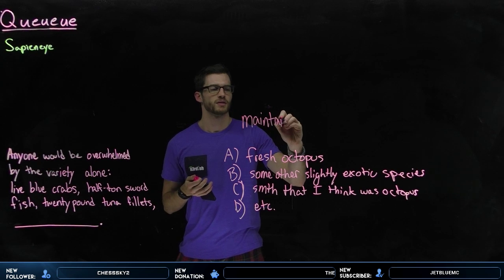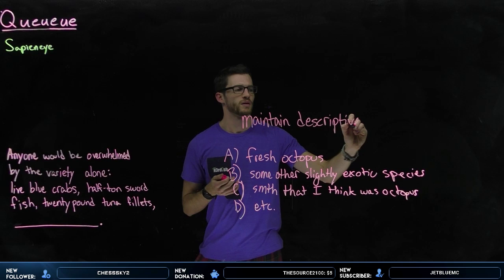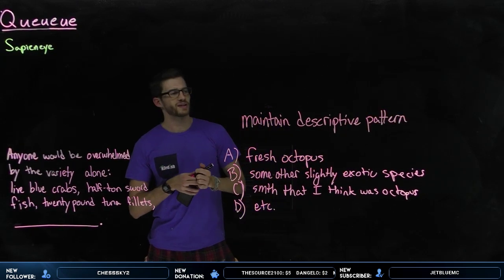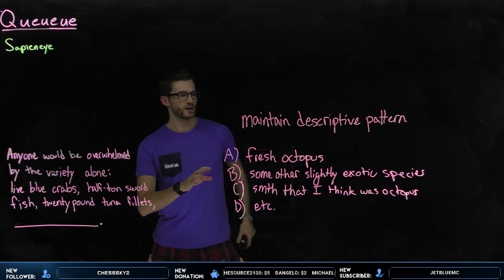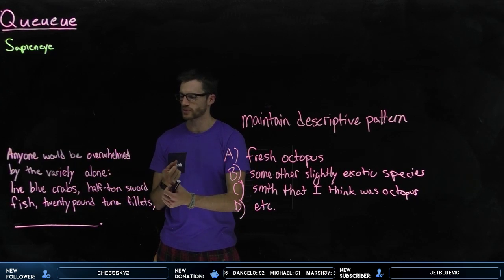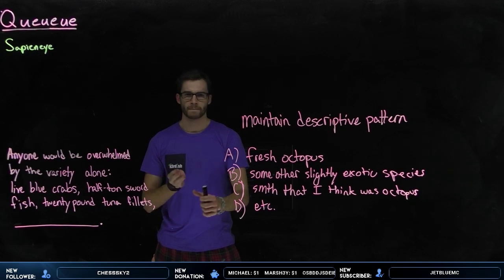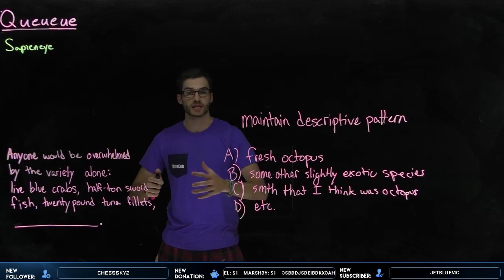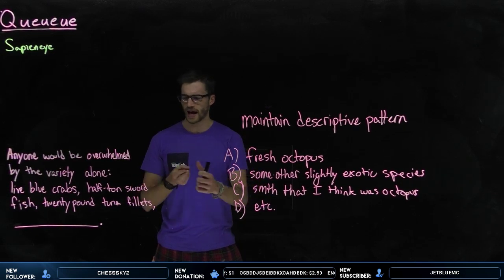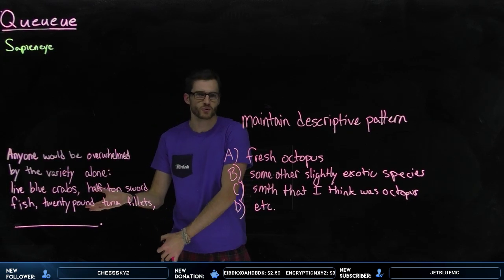Maintain descriptive pattern. This is more of a judgment call than anything else. Maintaining this descriptive pattern, what is the pattern here? So we have live blue crabs, half-ton swordfish, 20-pound tuna fillets. The descriptive pattern here is crazy stuff that we never see. Live blue crabs, that's awesome. Half-ton swordfish, that's awesome. 20-pound tuna fillets, that's awesome. Kind of. That seems like what they're going for.